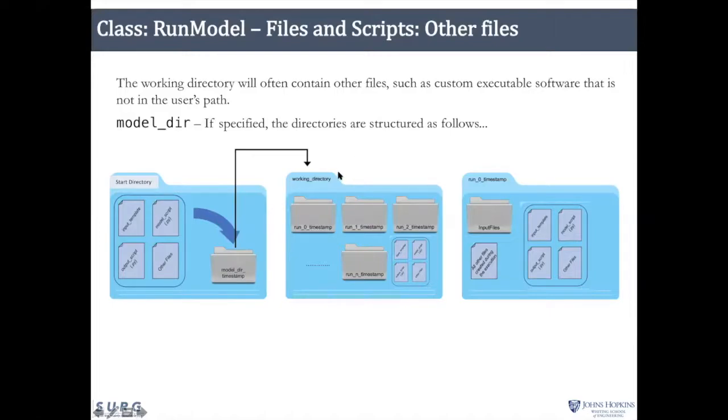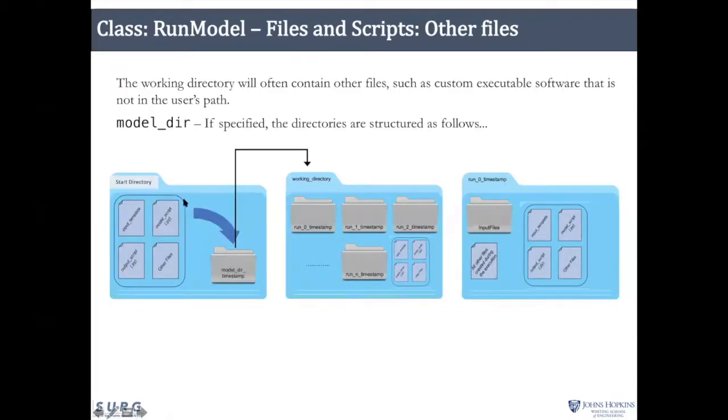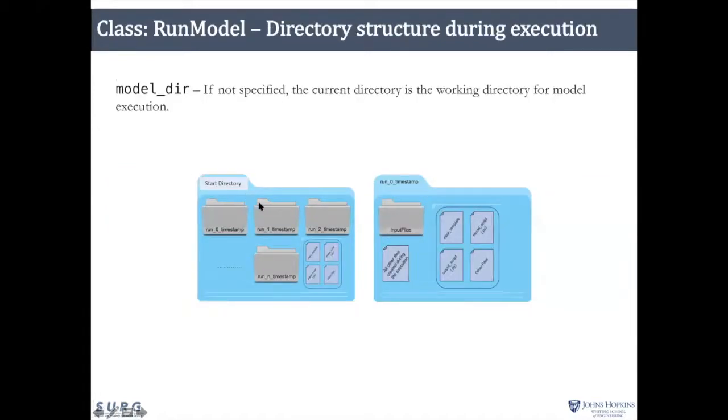Now, if a model directory is not specified, the difference is just that everything is within the start directory. Within the start directory, we have all the files, and then for each execution of the model, a new folder is created, into which all of the files necessary for execution are copied first, and then a new folder for input files is created, and any other files created during the execution will also be present within that directory.